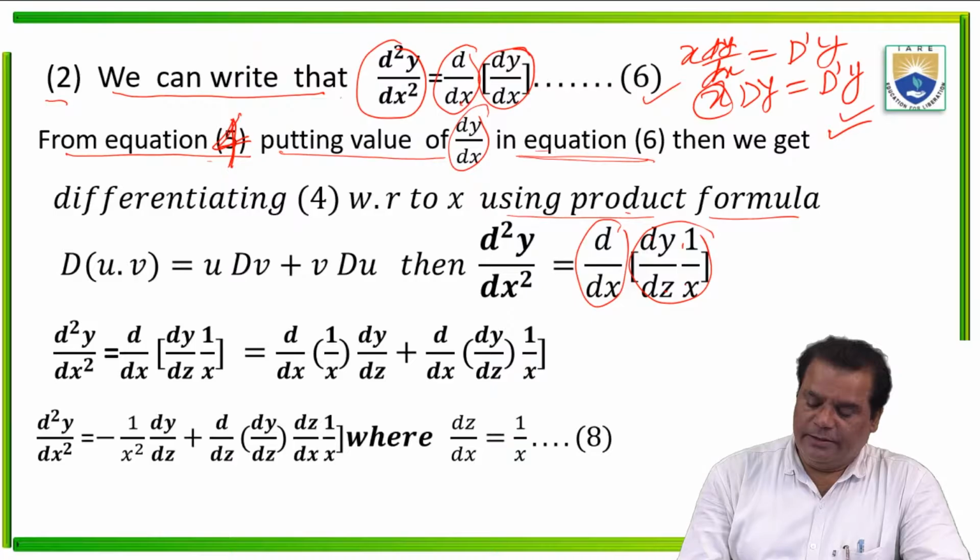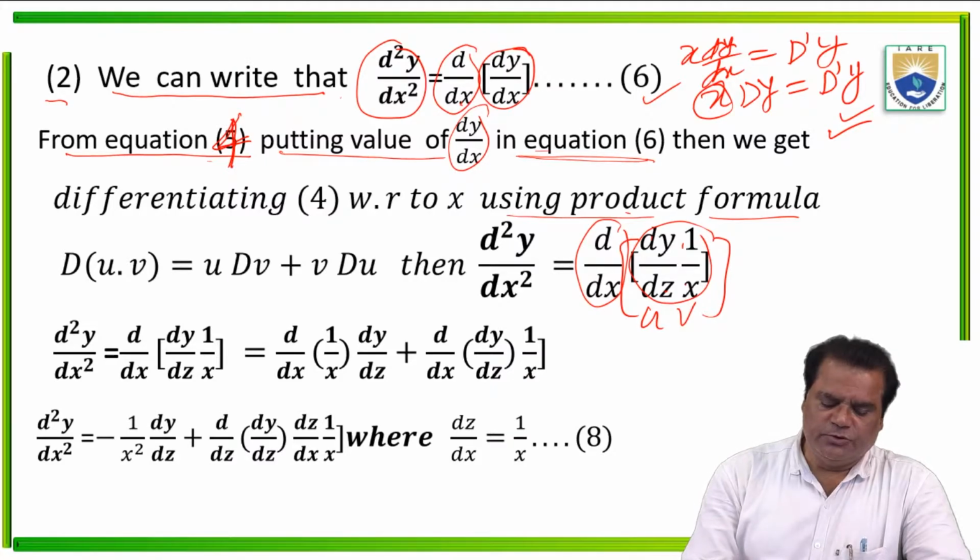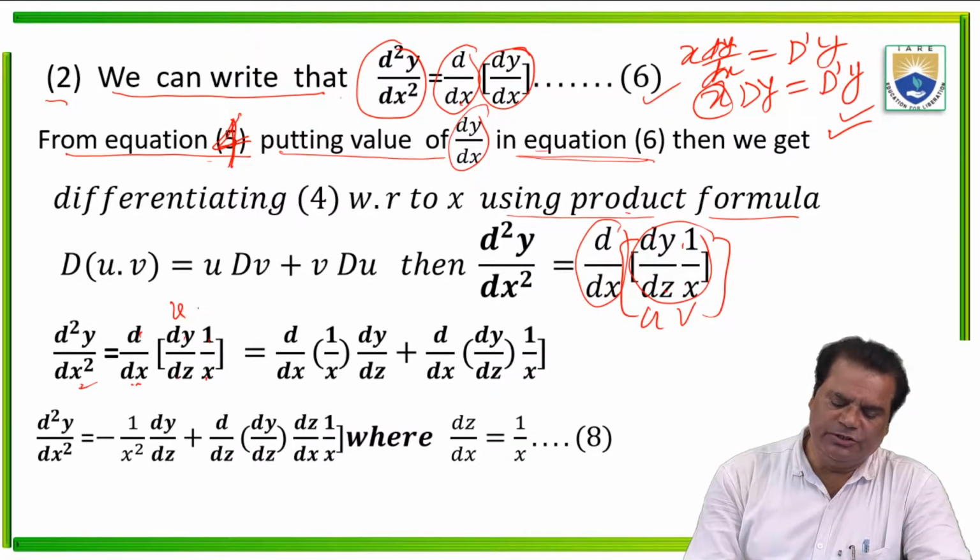So here, differentiating this result, this is u and this is v. So we differentiate this uv formula: d²y/dx² equals d/dx of (dy/dx into 1/x). This is u, this is v. So we apply the product formula here: u times the differential of v plus v times the differential of u.